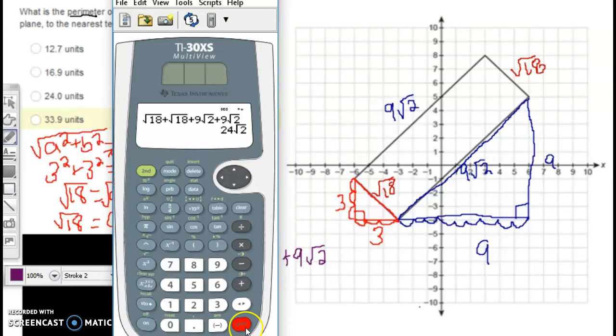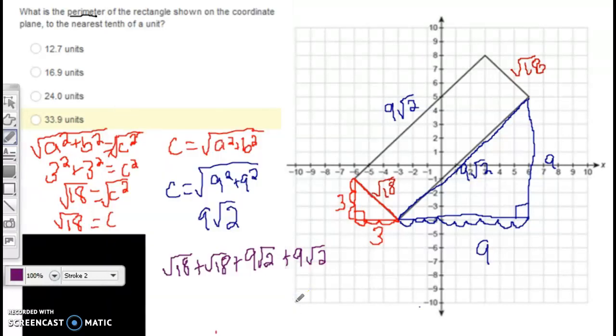Okay, and so this calculator tells us the exact answer, 24 root 2. But it also tells you the decimal approximation if you hit the double arrow right above the enter sign. So I'm going to hit that double arrow, and that approximately is 33.9. So we could go up here and we could say our answer is 33.9 units.